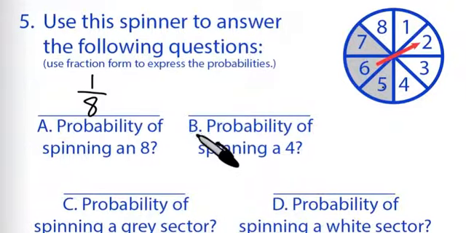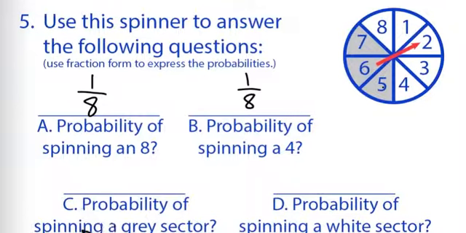And for 5b, we're asked what's the probability of spinning a 4. And here's a 4 right here. It's just 1 sector. It's not going to be 4/8, it's going to be 1/8. The probability of spinning a 4 or an 8 is exactly the same.